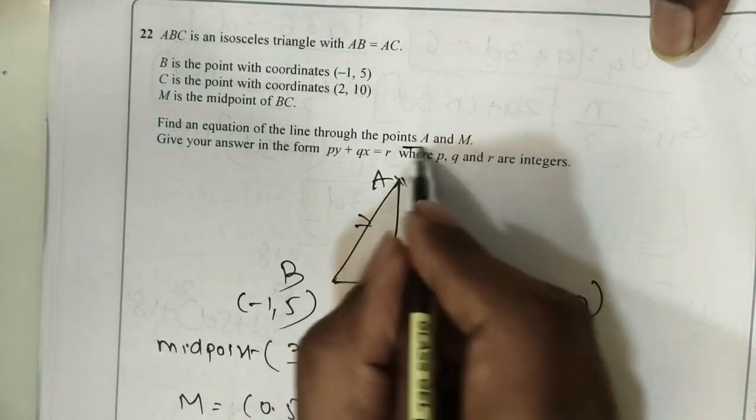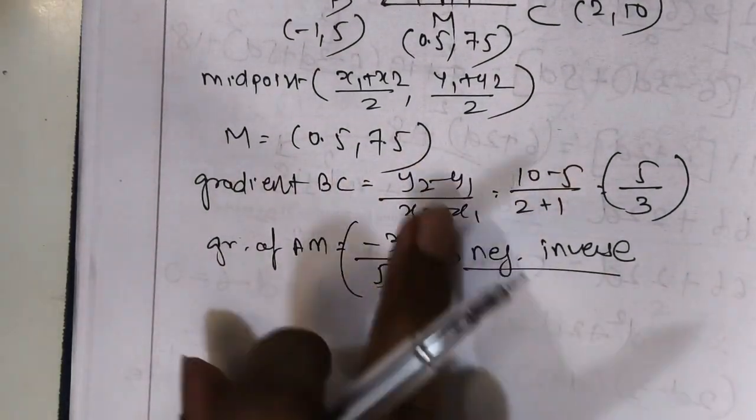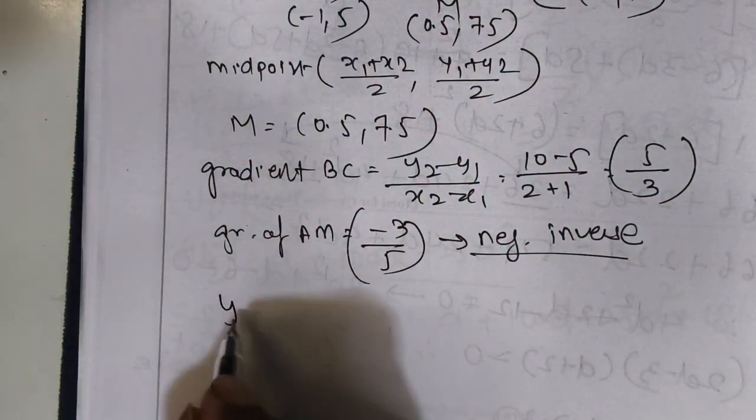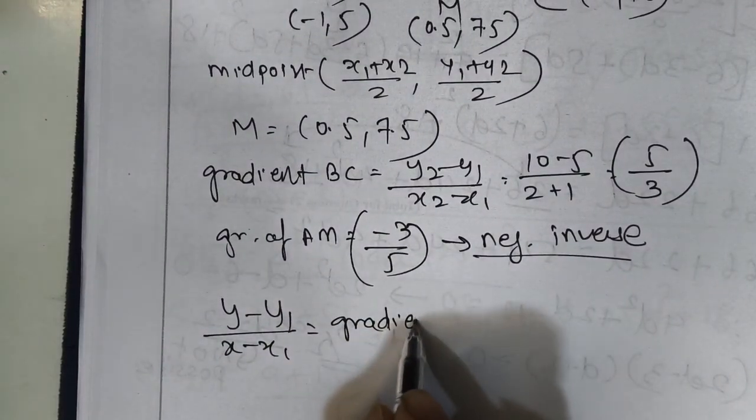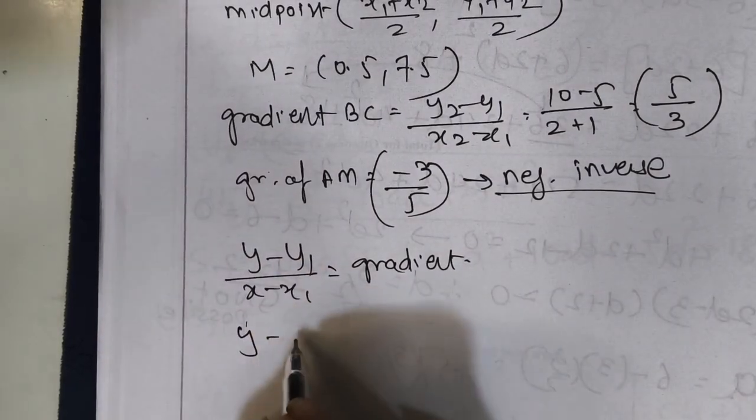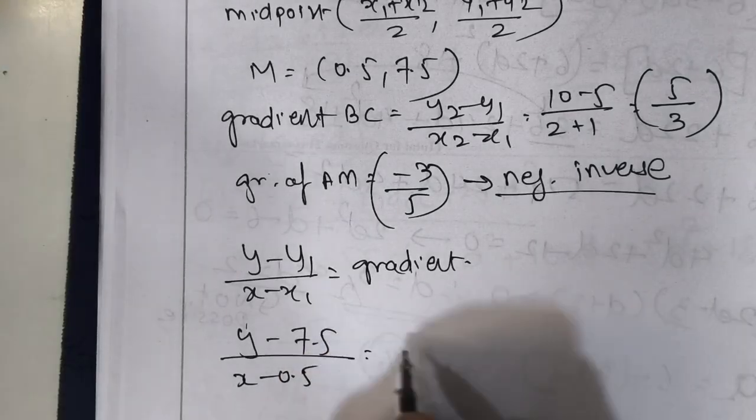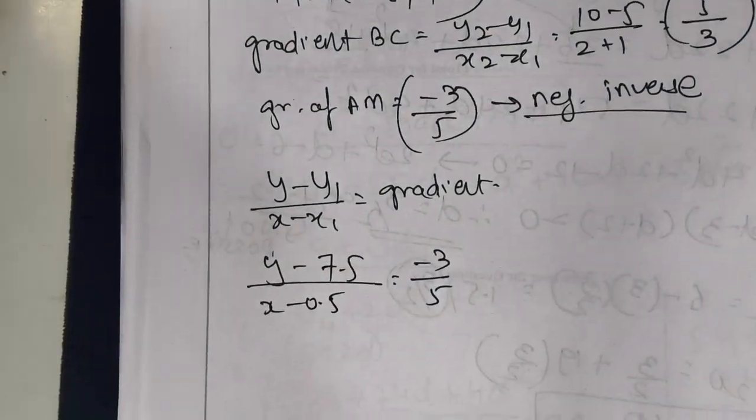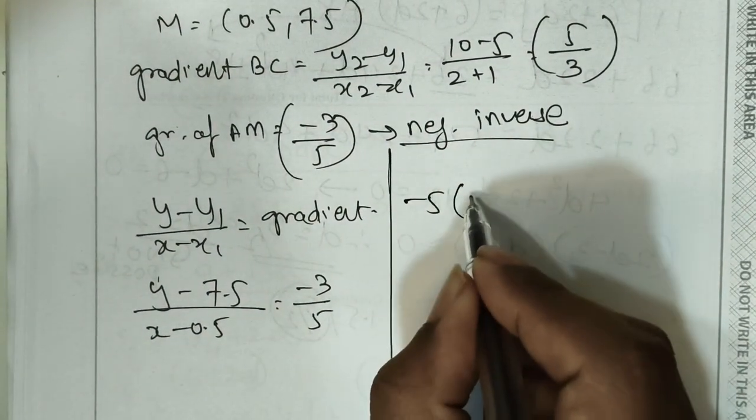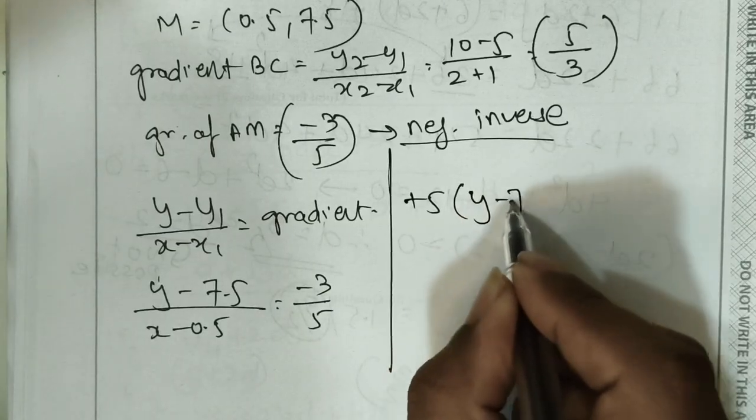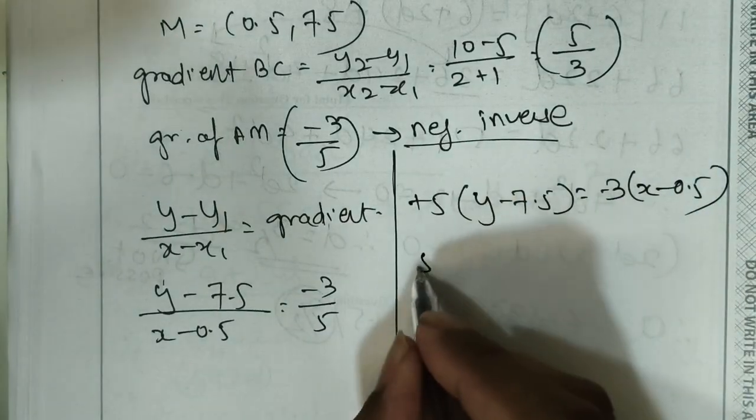Now you have to find, what is the question? Find an equation for the line through the points A and M. Basically, if you find the equation of line AM, it is very much possible. So when you have coordinates of M and the line passing through A, what is the equation? y minus y1 upon x minus x1 equals gradient. So y minus 7.5 upon x minus 0.5 equals minus 3 upon 5. Correct? Cross multiply. I will do it here itself. 5 into y minus 7.5 is equal to minus 3 into x minus 0.5.